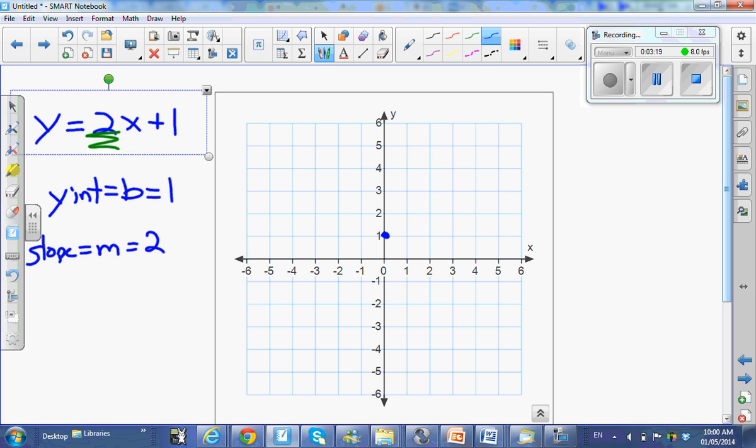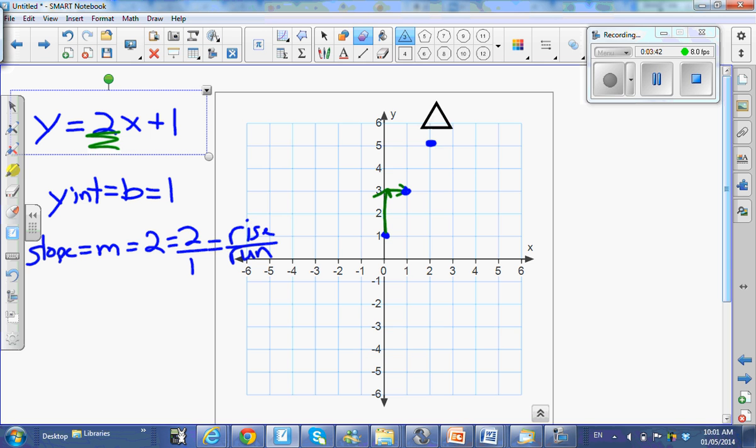Now, you might remember that as being rise over run, so you might want to write 2 as 2 over 1, which is rise over run. So what we're going to do from this point is go up 2, and then over 1. So there's my next point. And again, up 2, over 1. And then we can go ahead and draw on our line. Now, when we draw on the line, I don't want to just stop here.